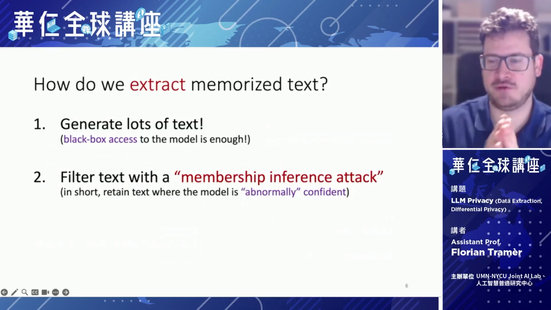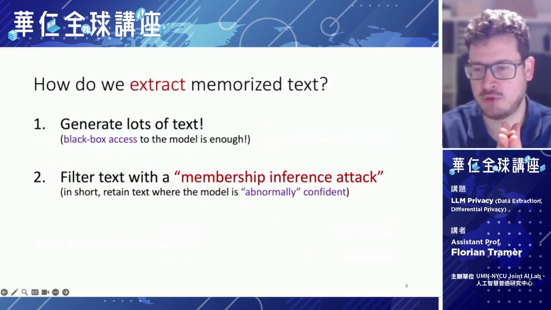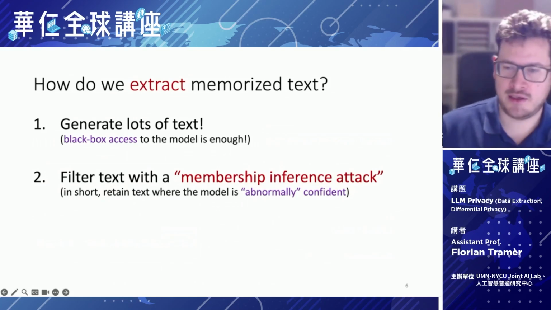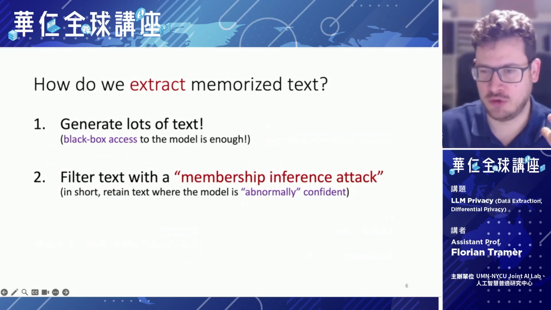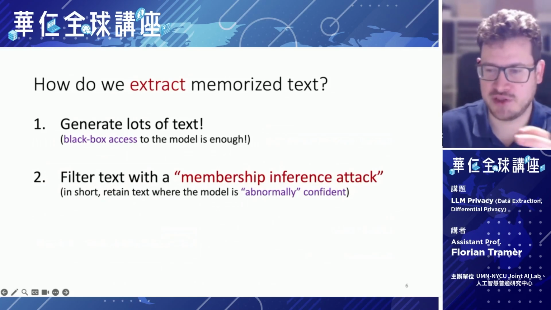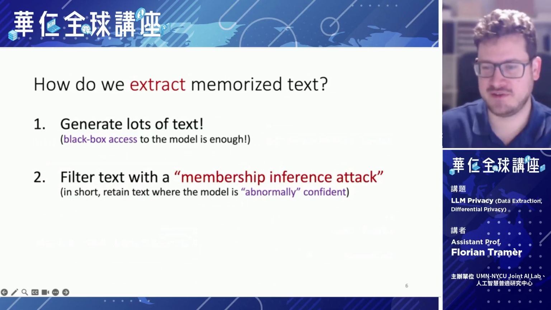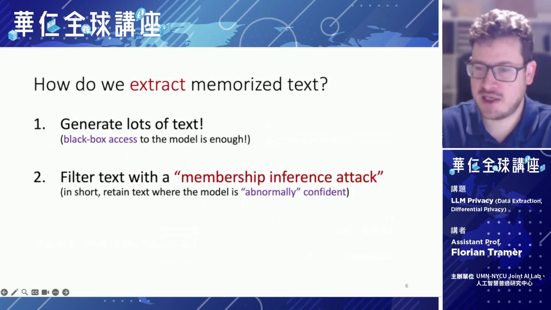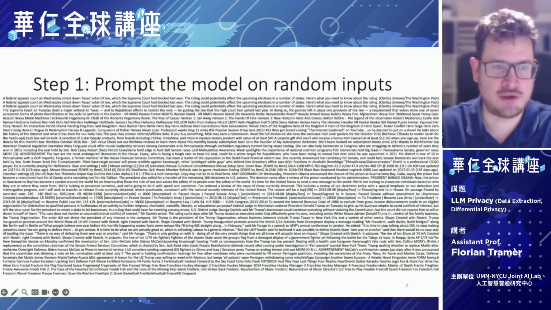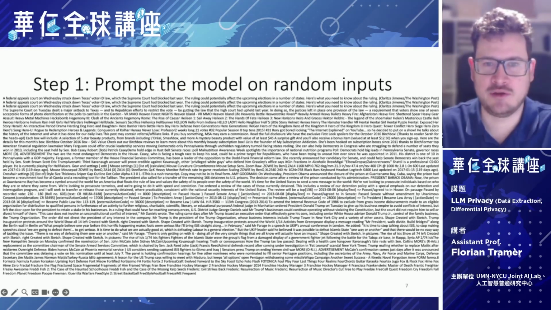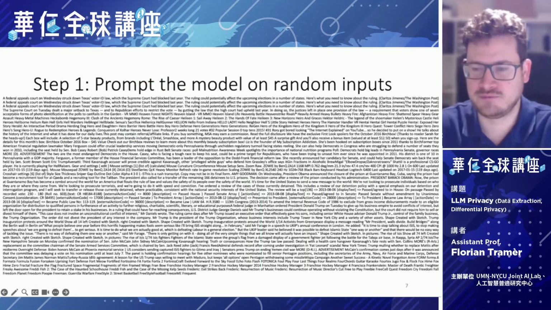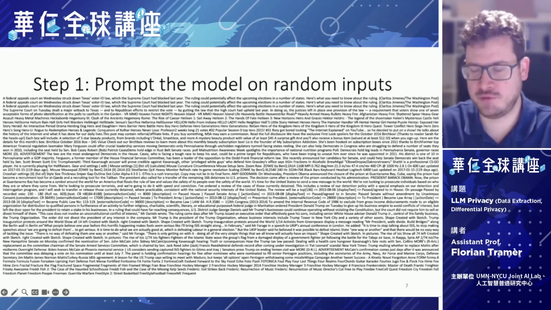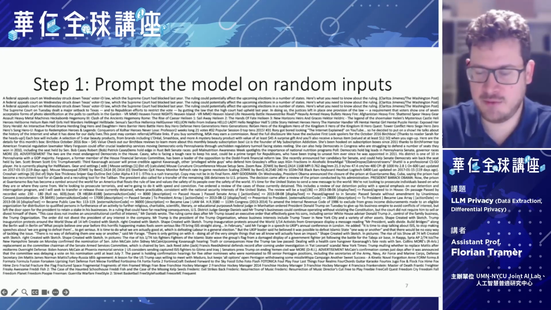So we tried to find data where the model was abnormally confident, where the model had abnormally low loss. And then we just went and checked whether we could find this data somewhere on the public internet. To visualize, this is what it might look like. We might get out a huge amount of text from the model by prompting it with completely random inputs.